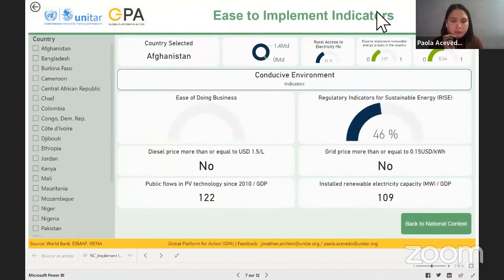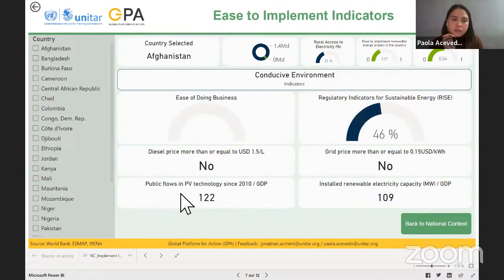We have a summary here of the indicators we saw before. And then in this case, we have the conducive environment indicators. It includes the ease of doing business, where the easiest is 1 and the hardest is 190. You can see the details when you hover over the indicators. Also, the regulatory indicators for sustainable energy, the RISE indicators from ESMAP.